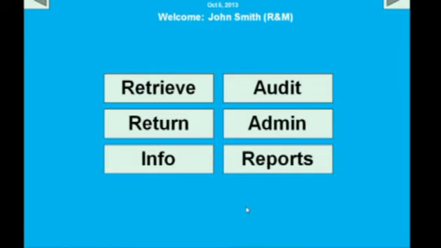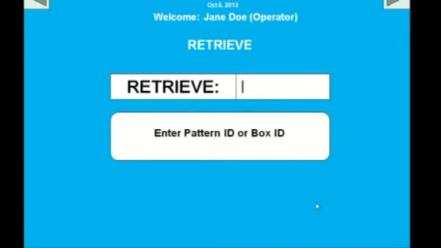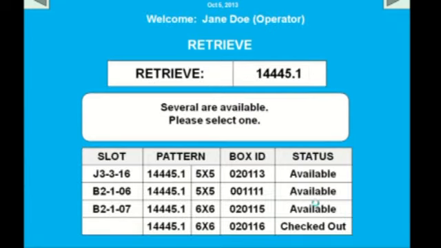I'm going to demonstrate a retrieve function where something goes wrong and give you some options as to how you might handle that. I'm going to go ahead and click retrieve here, enter, and I'll go ahead and barcode a pattern ID. And it says that I have 4 boxes or 4 reticles with that pattern, one of which has been checked out, and the other 3 are in there.